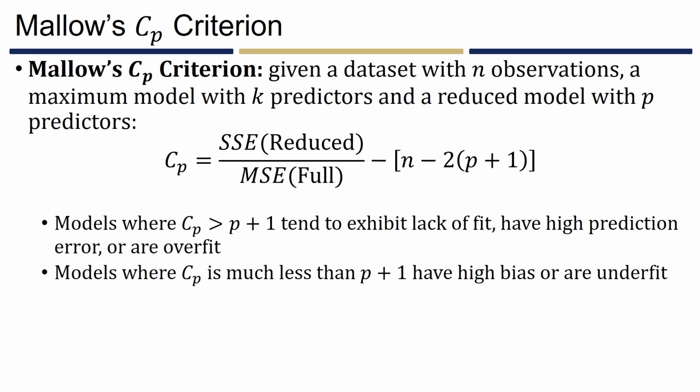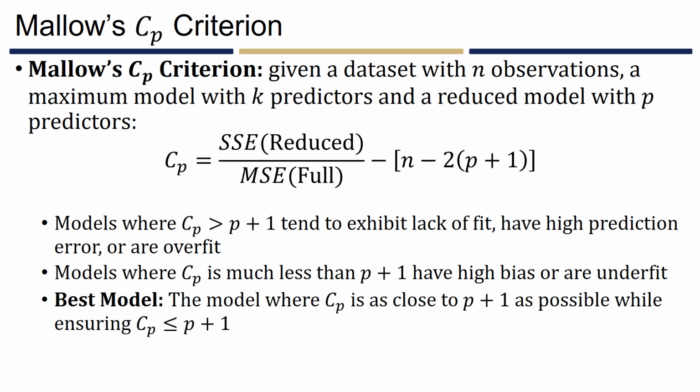On the opposite end of the spectrum, models where Mallows' Cp is considerably less than p plus 1 are going to have high bias or tend to be underfit. You actually don't have enough information or predictors in your model. In order to select the best model or the final model, we're going to choose the model where Mallows' Cp is as close to p plus 1 as possible without going over. We still want to make sure that Mallows' Cp is less than or equal to p plus 1. So it's basically like playing The Price is Right. You want to get as close to p plus 1 as you can without going over.